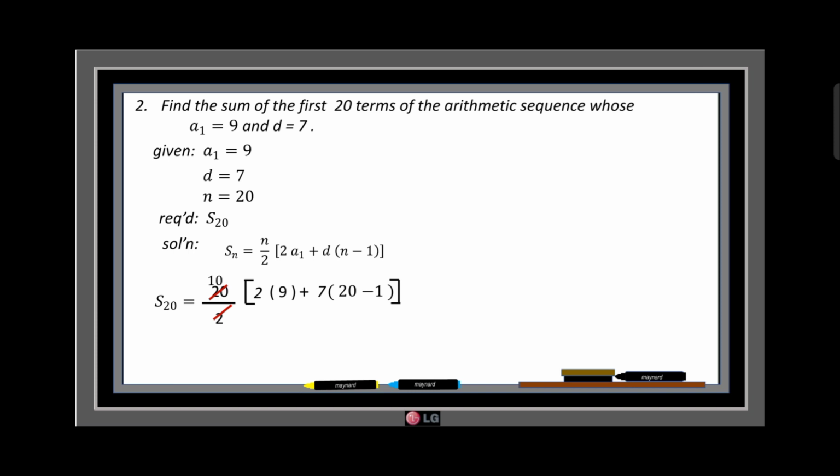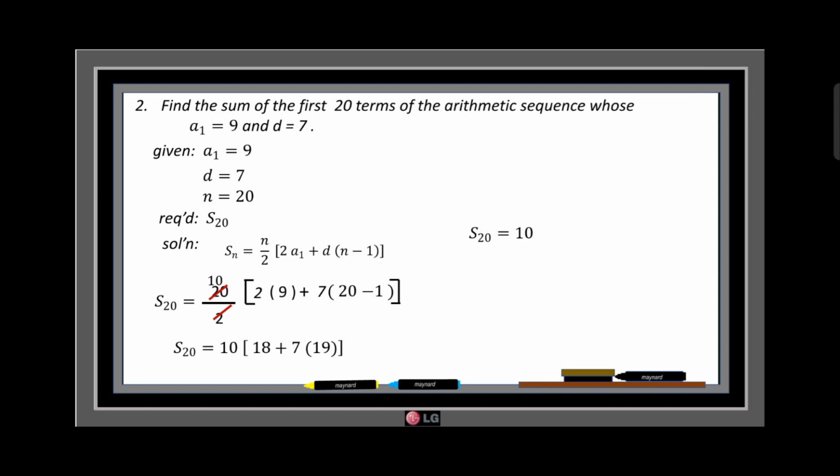And then, yung 2 times 9 is 18. Tapos, yung 7, yung 20 minus 1, minus mo muna sa 20. So, ang kakalabasan natin, S sub 20 equals to 10, open bracket, 18 plus 7 times 19. So, let us remove the bracket. Multiply natin yung 7 tsaka 19 muna.